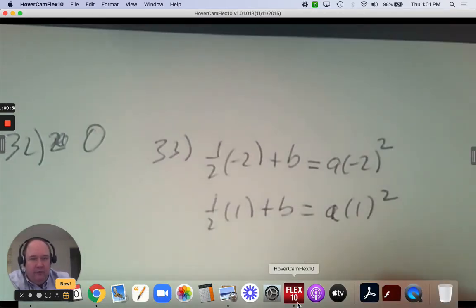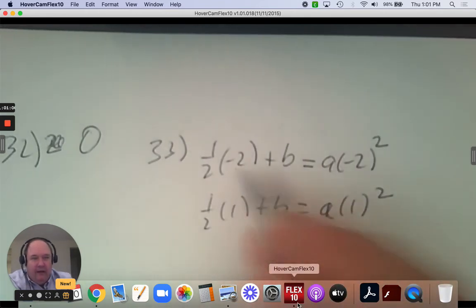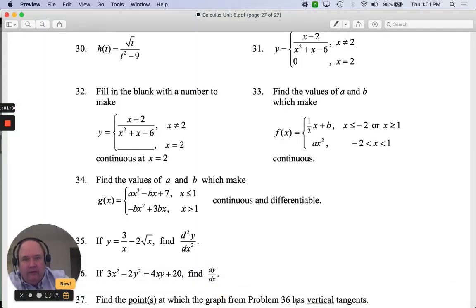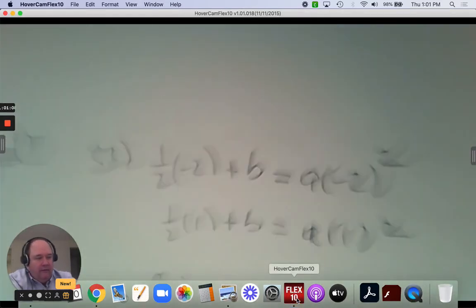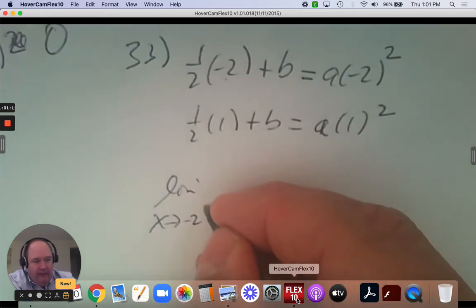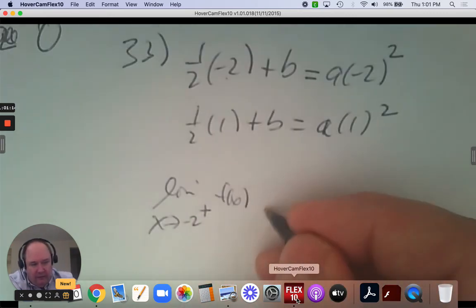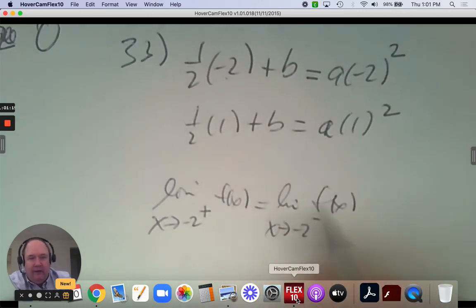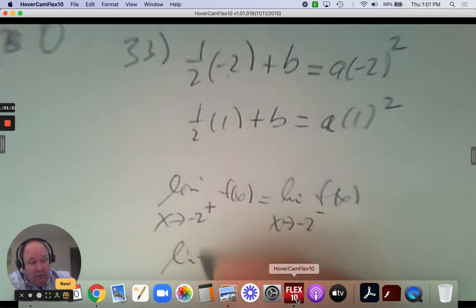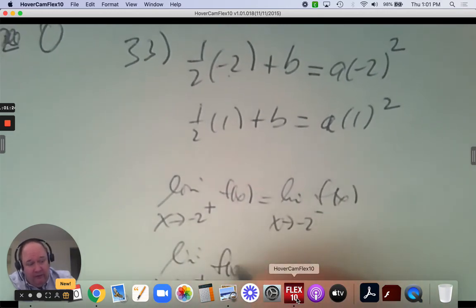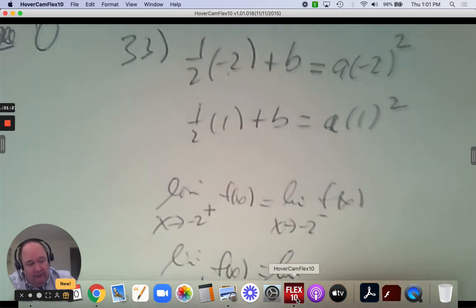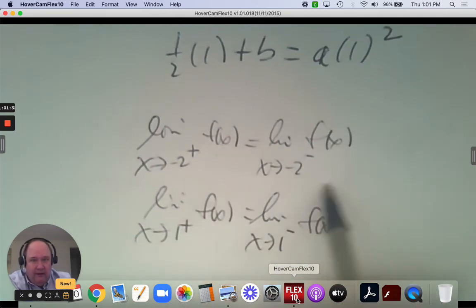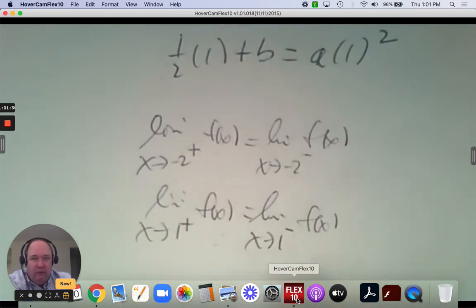So for continuity, at -2 and at +1, as x approaches -2, what's the name of this function? f of x. What we're showing for continuity is that the limit of f of x from the right is equal to the limit as x approaches -2 from the left. That is continuity. And for +1, we're showing the same thing: +1 from the right and +1 from the left. If that's true, then this is continuous.